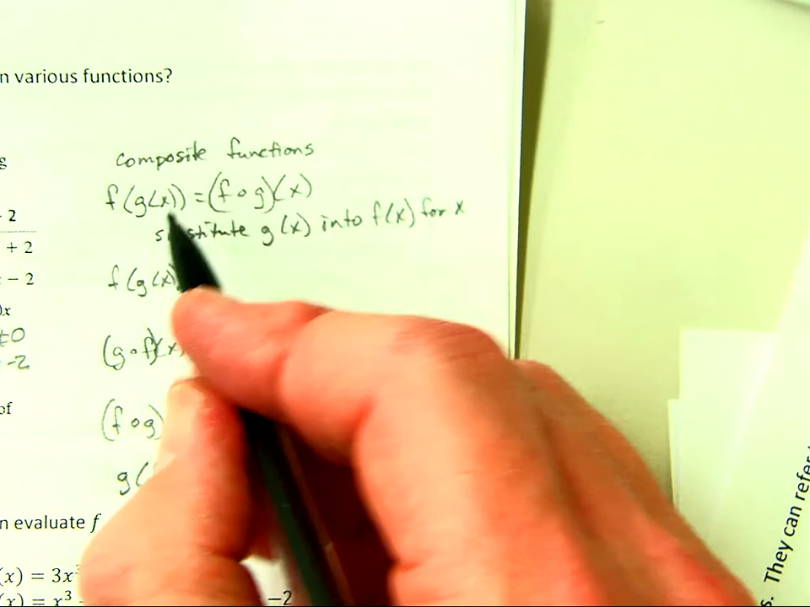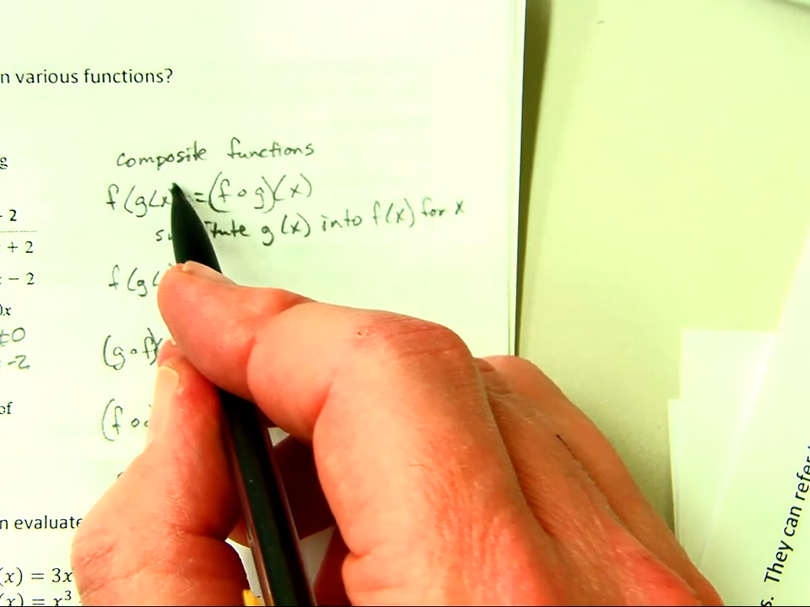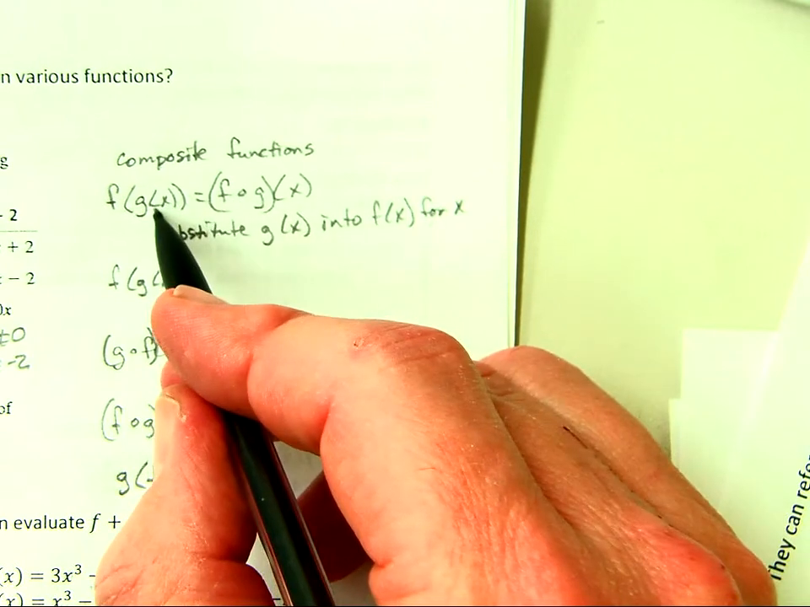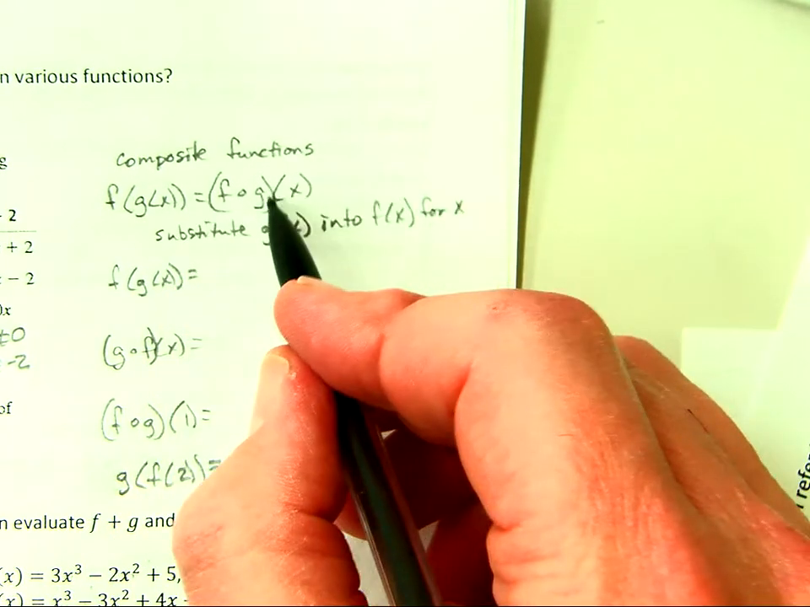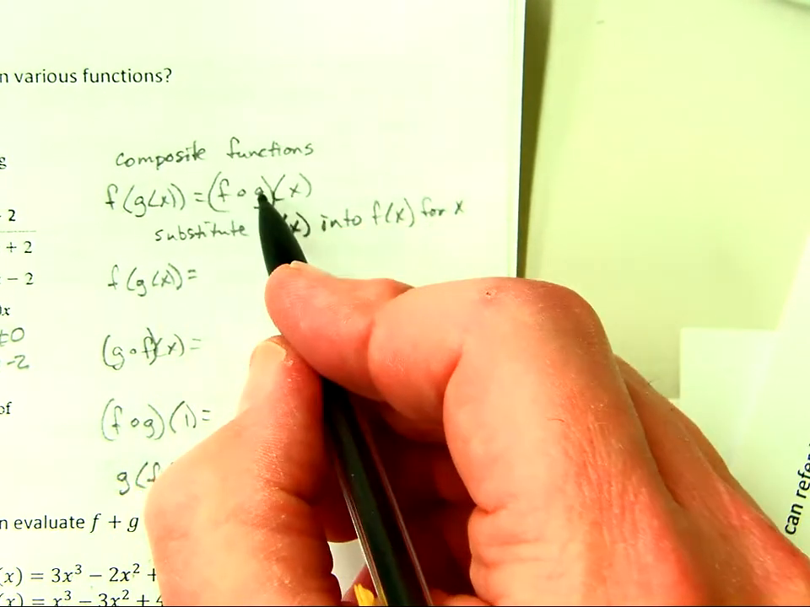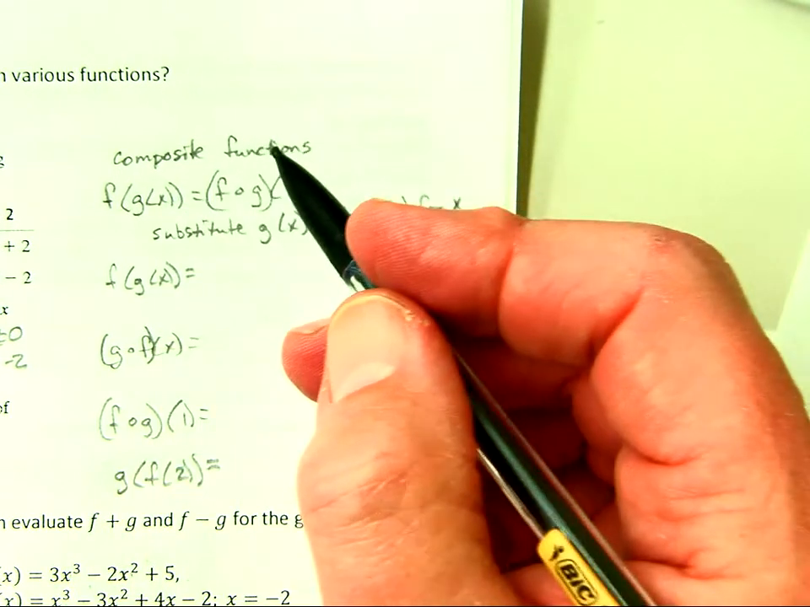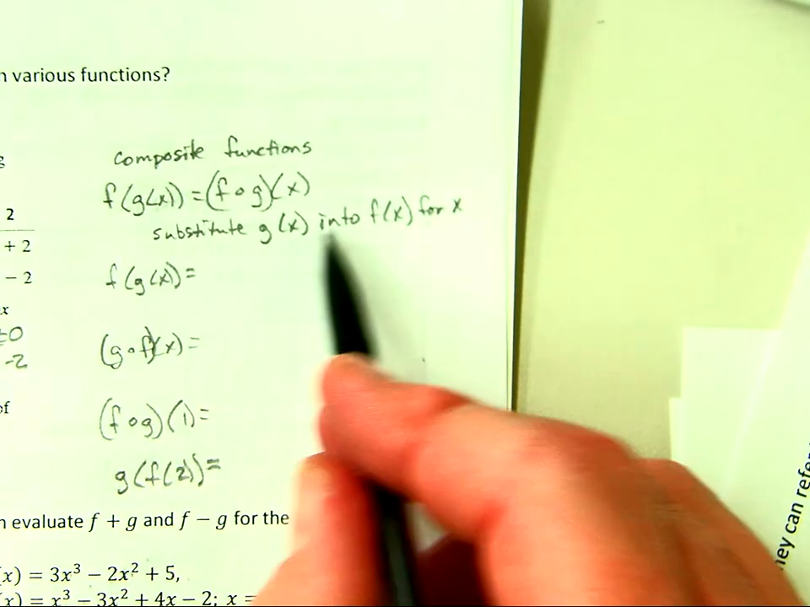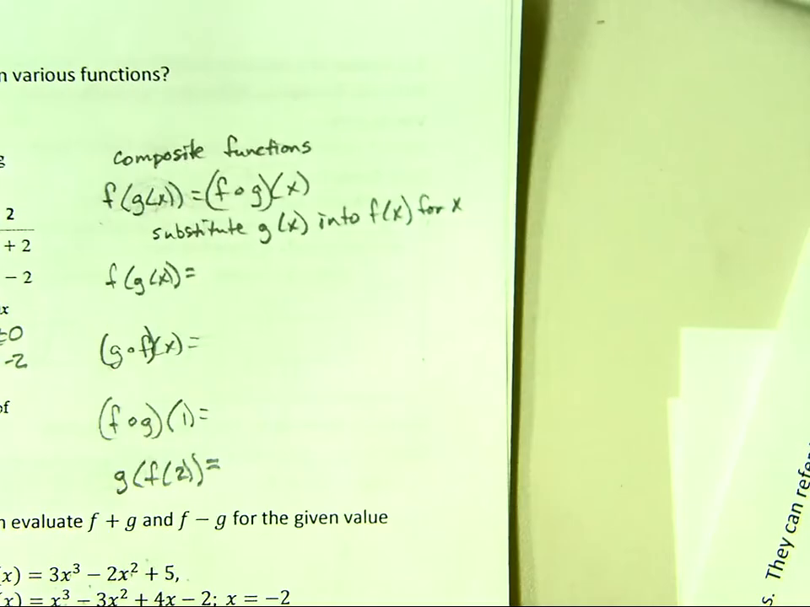What that's telling you to do is substitute the inside function. So that's g of x. Same thing here. Here it's the one inside the parentheses. Here it's the second one. That's the inside function. We're going to plug that into the outside function. So you substitute what's inside the innermost parentheses in for x in the outside function.